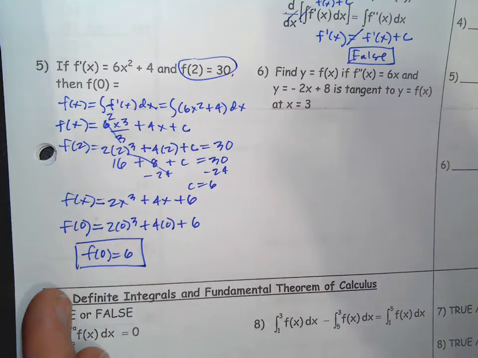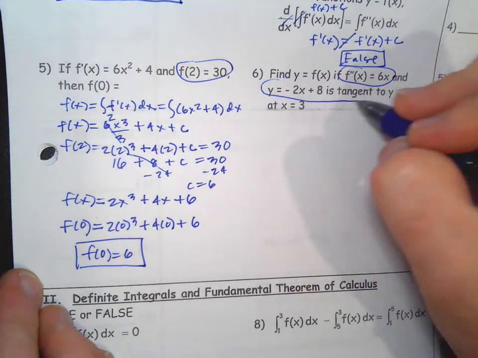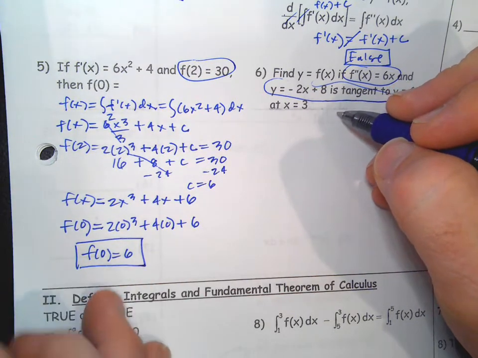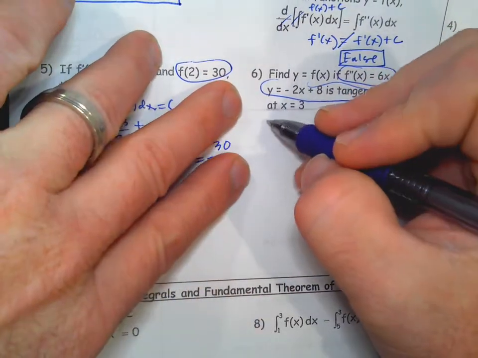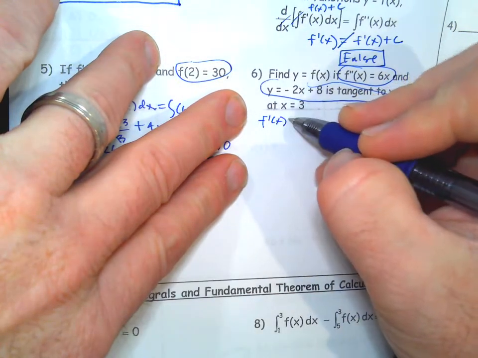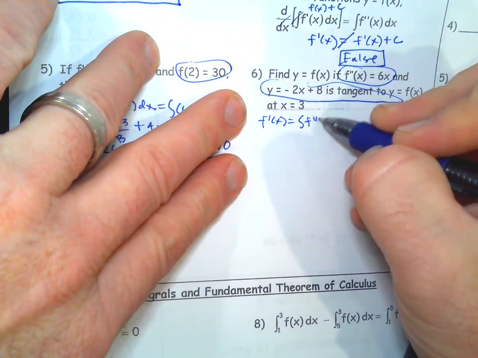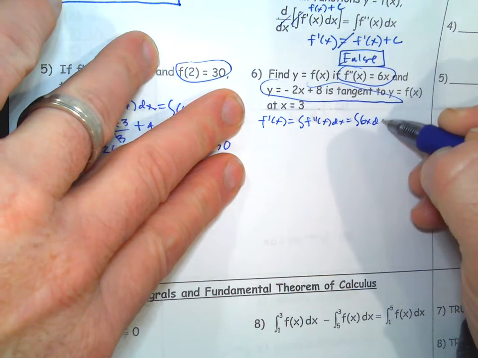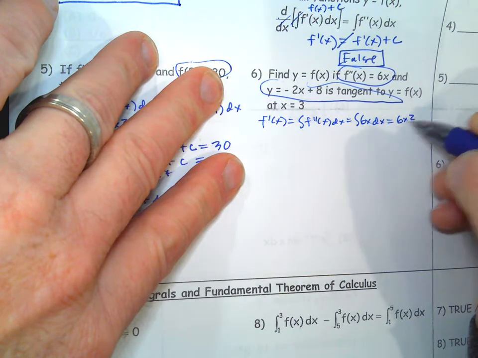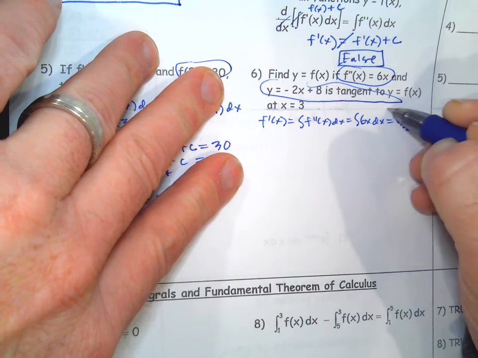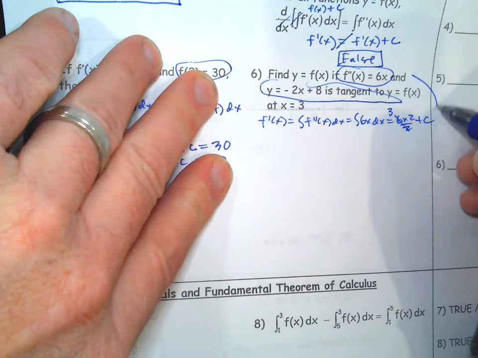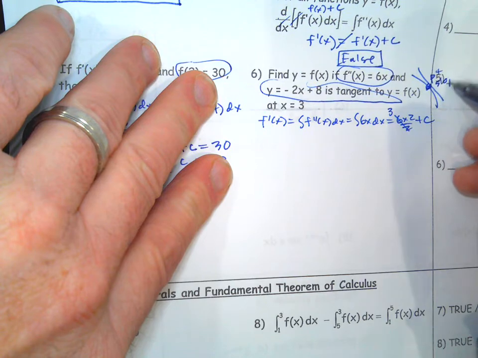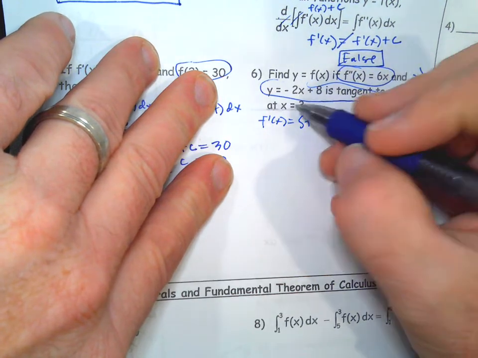Okay, next one. I'm giving you a second derivative, and I'm giving you a tangent line to the graph, which means you're probably going to find your initial conditions from this. We've done several problems like this before. So we're going to find f prime first by integrating f double prime, which is going to be the integral of 6x dx, which is going to be 6x squared over 2 plus c. And then from this, when you have a curve and a tangent line, they share a point and they share a slope at the point of tangency, which is at x equals 3.